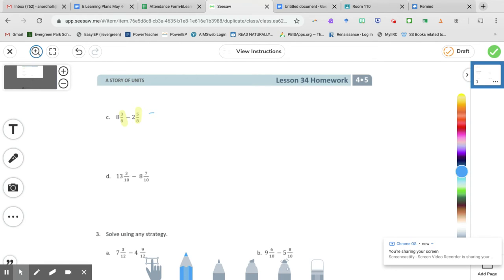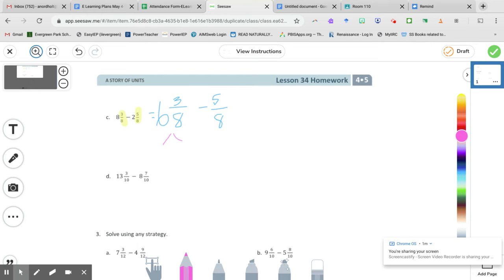So the first step here, I can subtract my whole numbers. That's easy. So 8 minus 2 is, of course, 6. And then I keep my fractions in the same place. So I have 6 3/8 minus 5/8. Still have that problem with the 3/8 and 5/8. So I know I need to break this one apart.